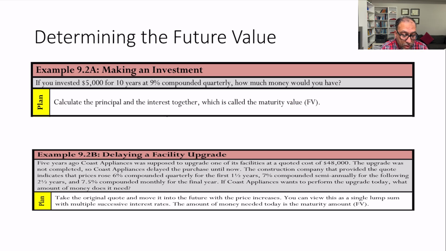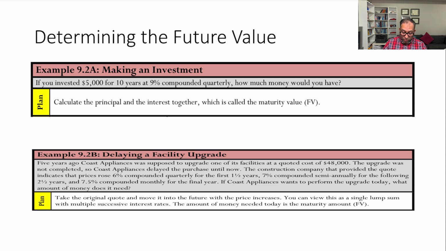5 years ago, Coast Appliances was supposed to upgrade one of its facilities at a quoted cost of 48,000. The upgrade was not completed, so Coast Appliances delayed the purchase until now. The construction company that provided the quote indicates that prices rose 6% compounded quarterly for the first 1.5 years, and 7% compounded semi-annually for the following 2.5 years, and 7.5% compounded monthly for the final year. If Coast Appliances wants to perform the upgrade today, how much money does it need?